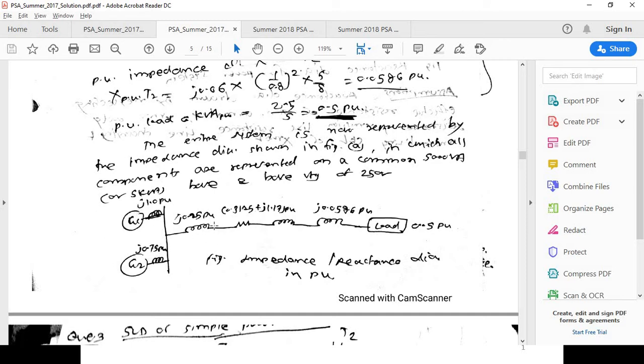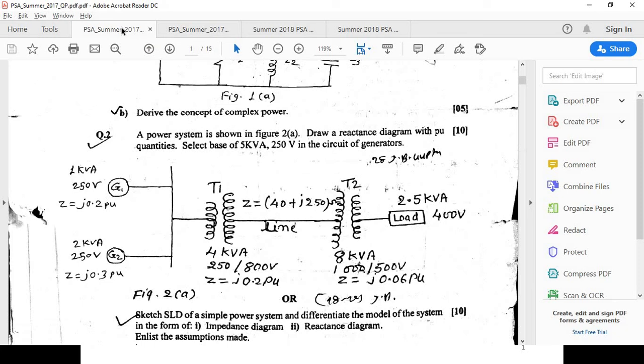Then this is the reactance for the transformer, then this is the reactance for the transmission line, and then reactance for transformer 2 and reactance of the load. Thus, the equivalent reactance diagram is shown, in which all the parameters are shown in per unit value. Of course, for more practice, you have to solve the numericals from the JB Gupta book and Nagrath Kothari book. Books are of power system analysis.